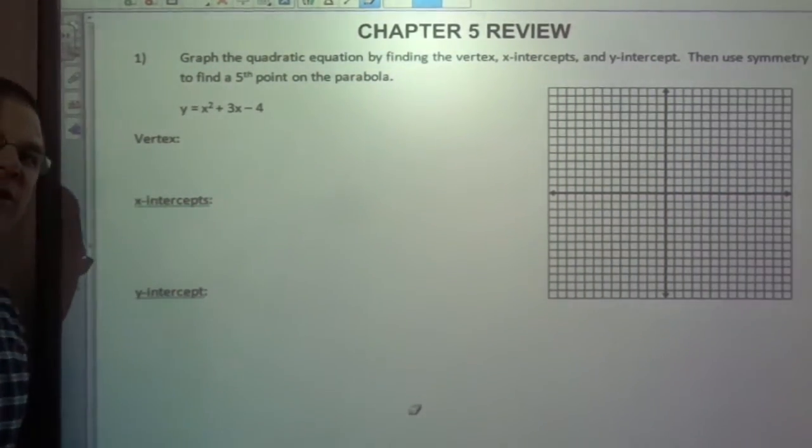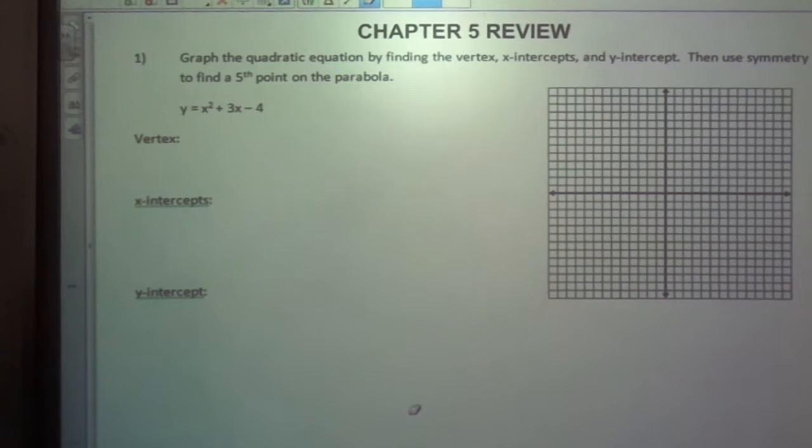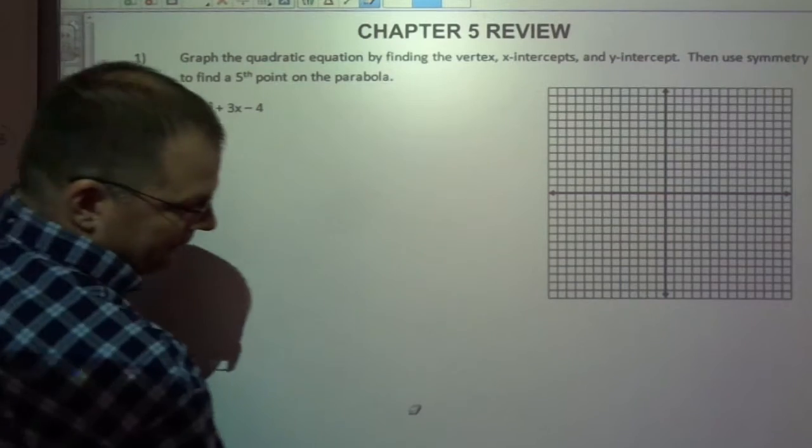We're going to work through this together and hopefully by checking your answers that'll help you get ready for the test. Okay, this one we're given the equation and it's as a sum and they want us to start by finding the vertex, the x-intercepts, and the y-intercept.